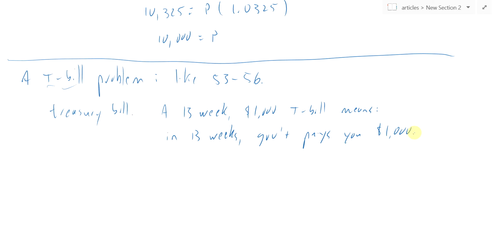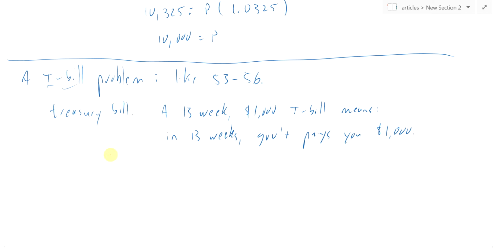So if the interest rates are really high, demand for T-bills will be relatively low, and so T-bills won't sell for very much. On the other hand, if interest rates are low, then if there isn't a really good competition for that, people would want to buy more T-bills, and so the price for T-bills will be high.